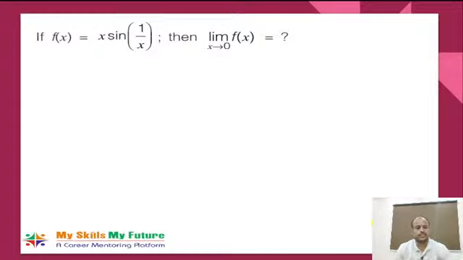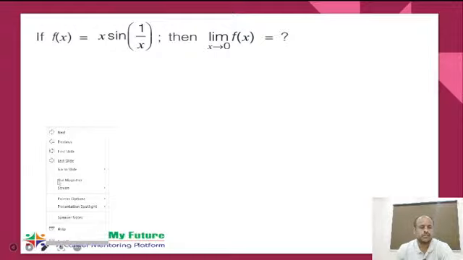Okay. Now we'll discuss the first question. Look at the question. The given question is: if f of x equals x into sine of 1 by x, then find the limit as x tends to 0 of f of x. So this is one question.